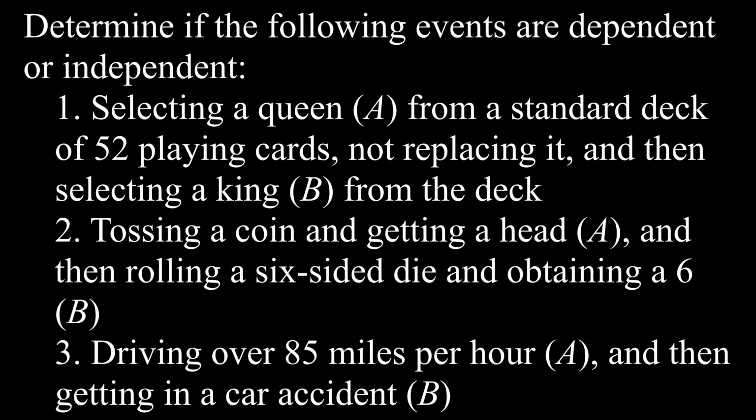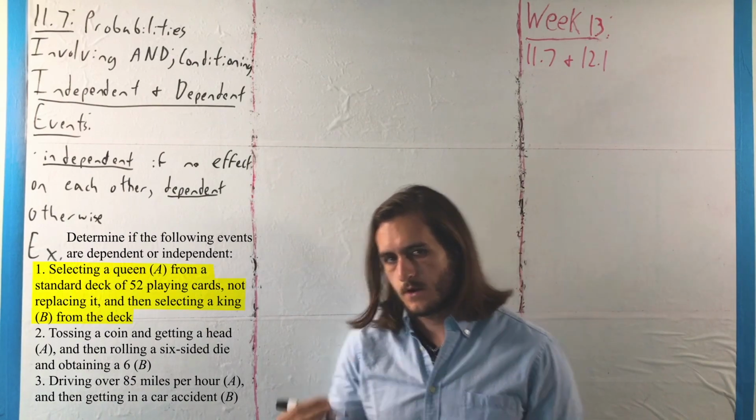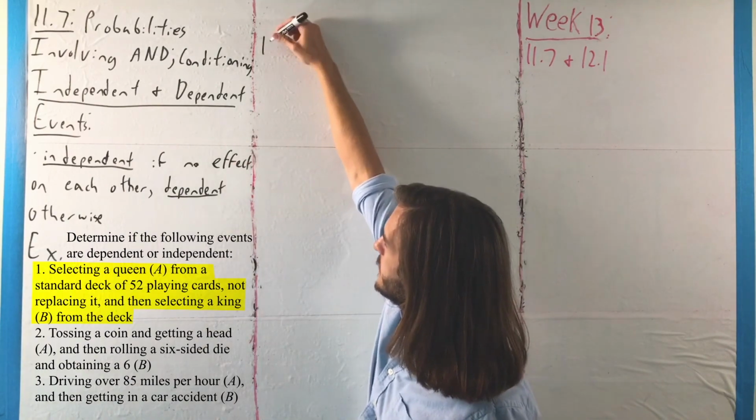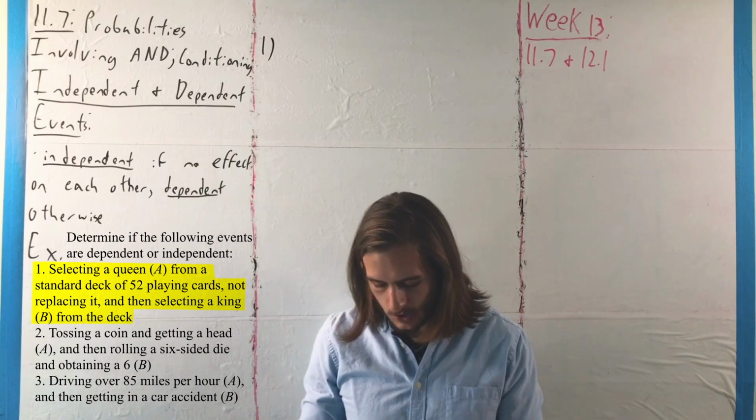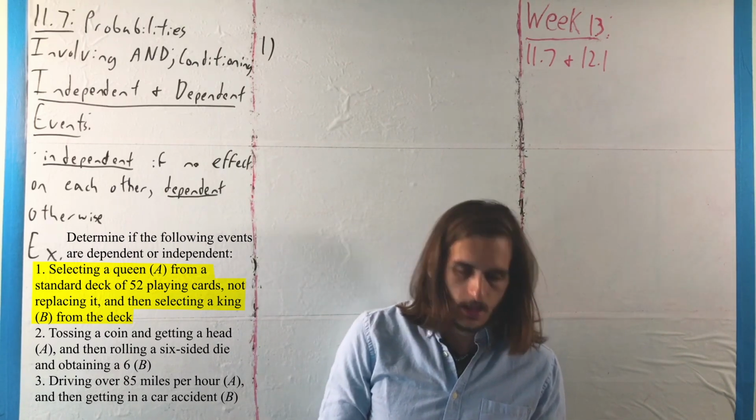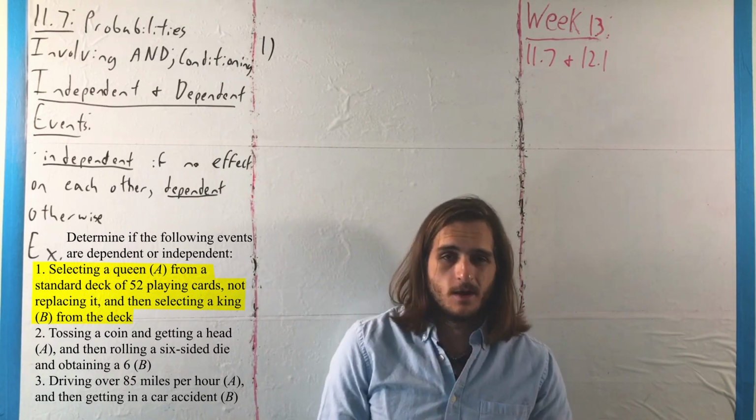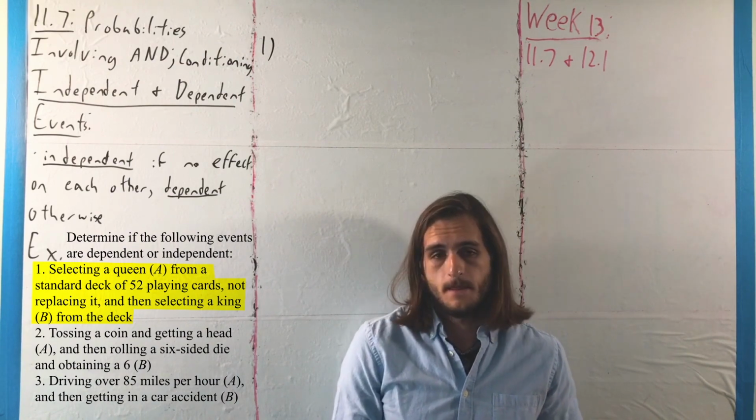So for this, we want to determine if the following events are dependent or independent. For our first case, we are selecting a queen, then not replacing it and selecting a king. For our second, we are tossing a coin, getting a head, then rolling a six-sided die and getting a 6. Then we are driving over 85 miles per hour and getting in a car accident. In that first case, there's a very important little phrase that we should focus on, which is not replacing it, or as we'll see elsewhere, without replacement.